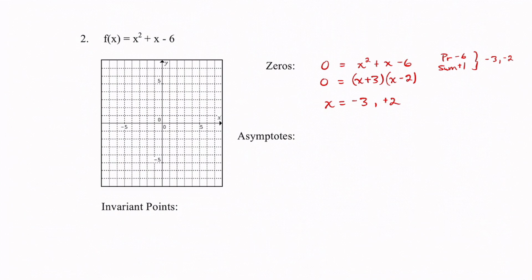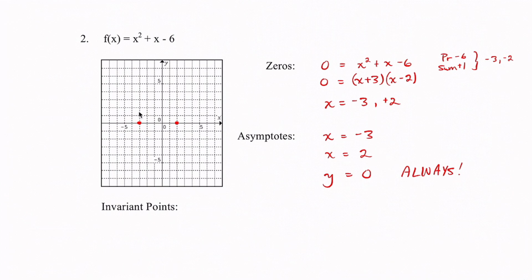So I'm going to plot those on my graph. We're going to be here at negative 3 and then also here at positive 2. And those are also going to give us our asymptotes. So we're going to have an asymptote at x equals negative 3, an asymptote at x equals positive 2, and then again we always have this one, y equals 0. Okay, so always have y equals 0.